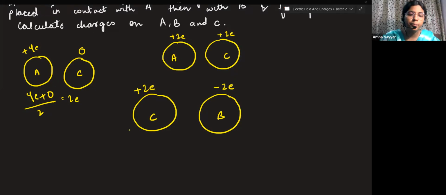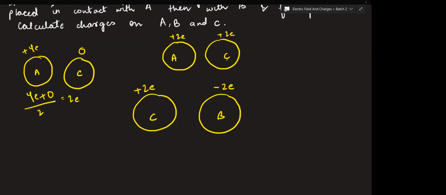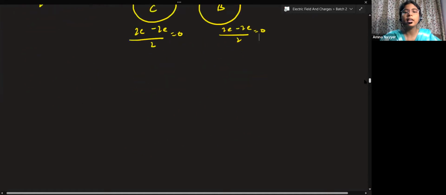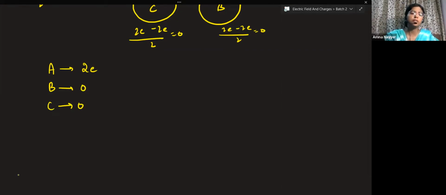Yes, Hiba. 0. It will be 0. See, 2e minus 2e divided by 2. This is 0. And this is also 0. So ultimately, what are the charges left now? A was 4e. Now A has 2e. B became neutral. C also became neutral. Just note it down, those who have not written.